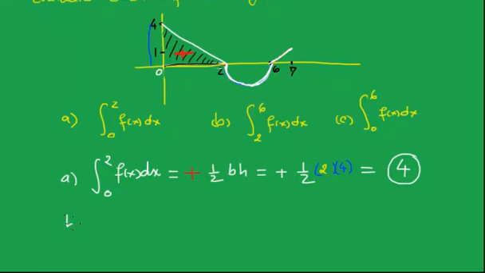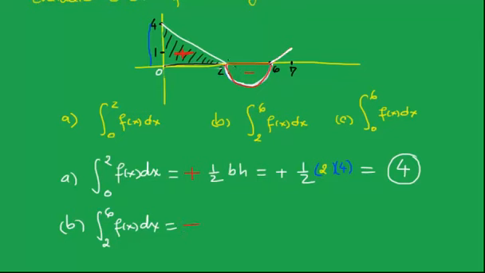Now let's go over part B. We want to compute the integral from 2 to 6 of f of x dx. This equals what? Now, when you look at the area from 2 to 6, you see that the region is below the x-axis, so we're going to multiply that by a negative sign, so minus.